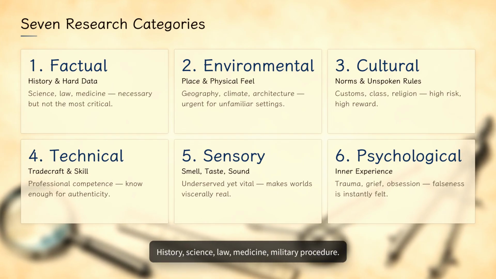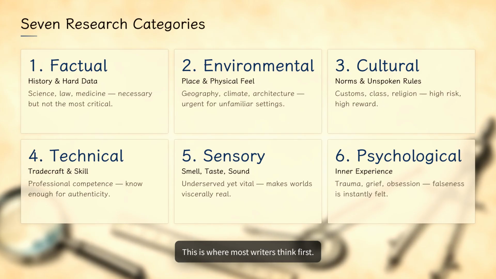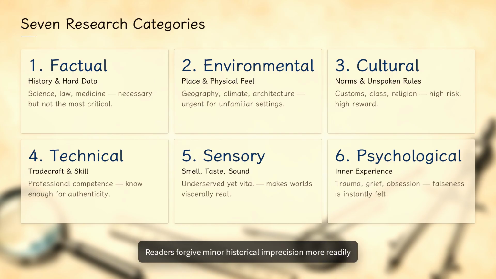The first is factual research. History, science, law, medicine, military procedure. This is where most writers think first. And it matters. But here's something worth knowing. It is not the category most likely to make or break the reading experience. Readers forgive minor historical imprecision more readily than they forgive sensory or psychological falseness.